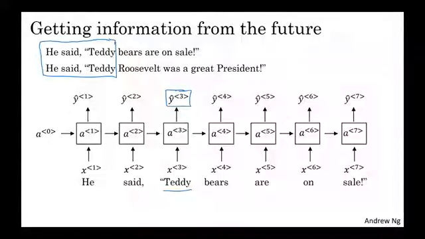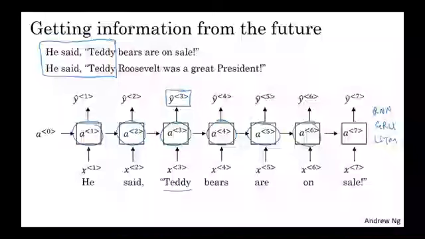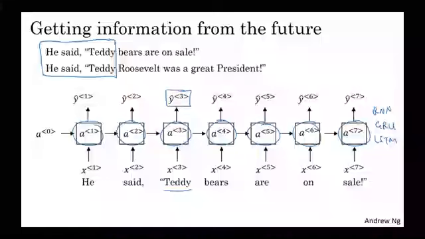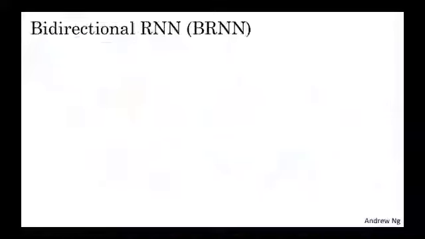So this is a unidirectional, or forward-directional only, RNN. And this comment I just made is true whether these cells are standard RNN blocks, or GRU units, or LSTM blocks. All of these blocks are in a forward only direction. So what a bidirectional RNN, or BRNN, does is fix this issue.